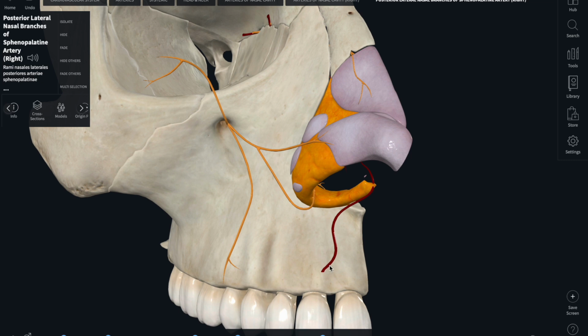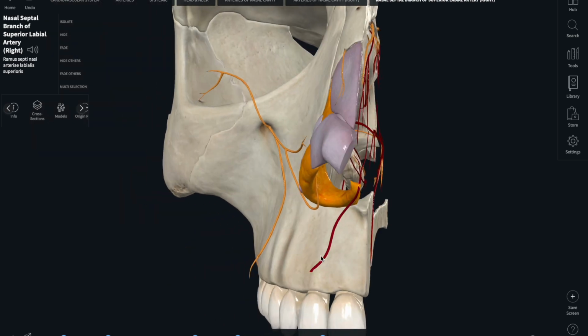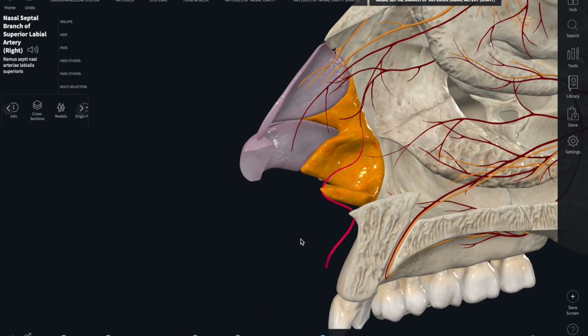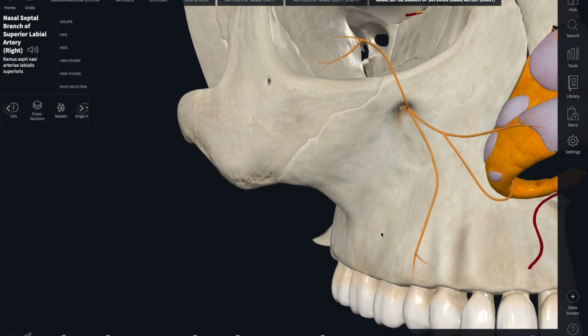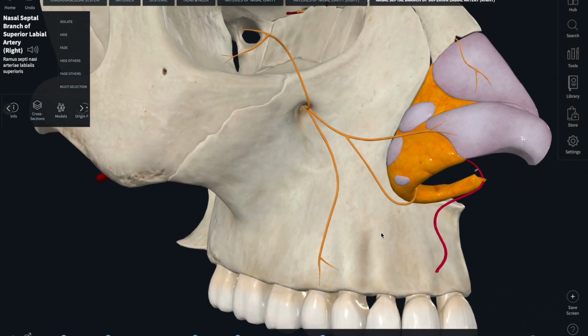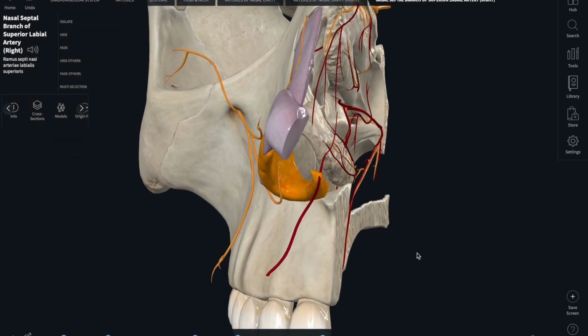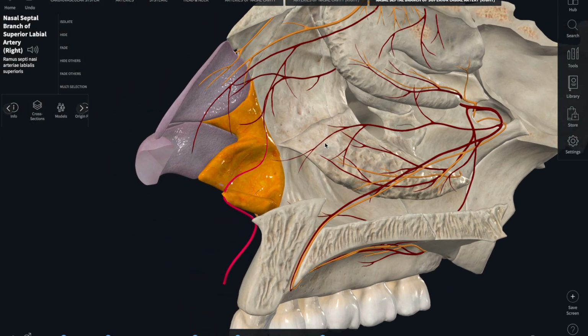So this is the superior labial artery from the facial artery. And then it comes into the nose and supplies the septa. There's also an alar branch, which supplies like the wing of the nose. And essentially the anterior ethmoidal, the sphenopalatine, and the alar and septal branches of the facial, they form a little plexus here known as Little's plexus. And that's a common area where nosebleeds can occur. But yeah, so that's the nose.